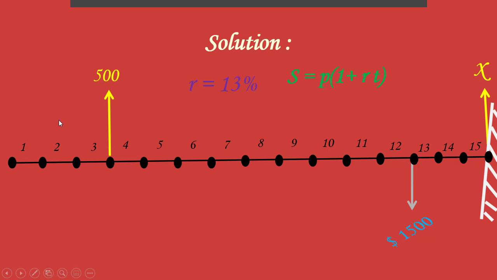In the other way, we must get the amount for $500, also by using the formula S equals B times 1 plus RT, for R 13% and T equal to 12 months. The time here is the distance between the maturity date and the focal date. So the value of X will be equal X.